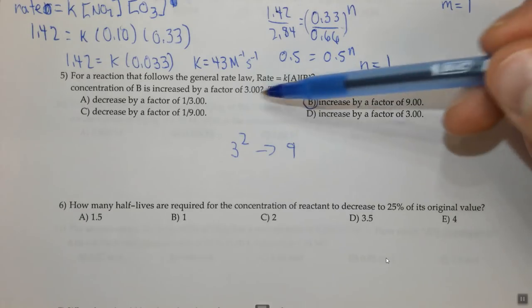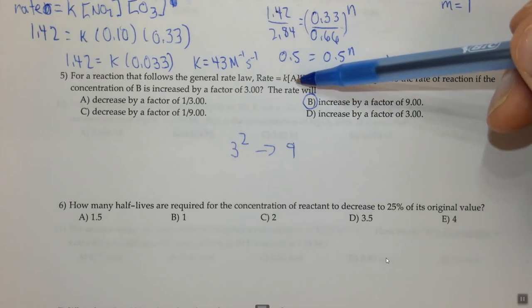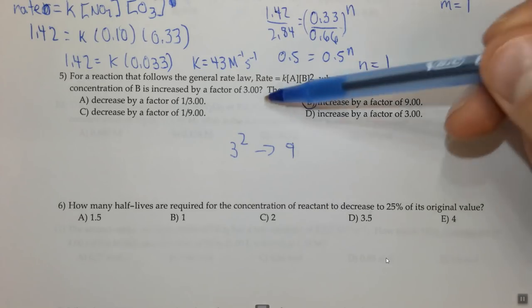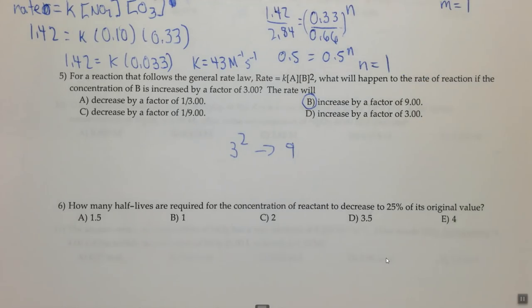If we tripled the concentration of A, the reaction would get 3 times faster. But if we triple the concentration of B, the reaction will get 9 times faster, again, because it's second order with respect to B.